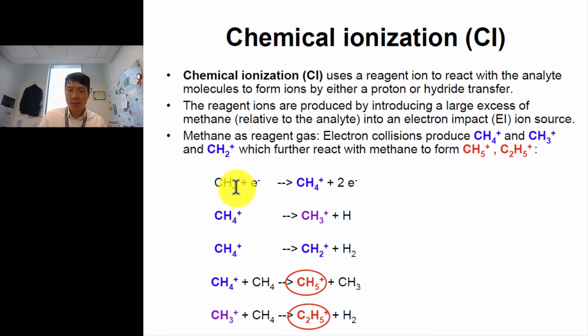So the mechanism goes as follows: bombard with an electron, remove an electron, because electrons have spin, they can pair up. You form a CH4 methane cation. Then it undergoes dissociation to form this trivalent CH3 plus, with an H atom removed. Here it can also remove H2 gas for entropic reasons, forming CH2 plus, and then you form these other 2 ions.